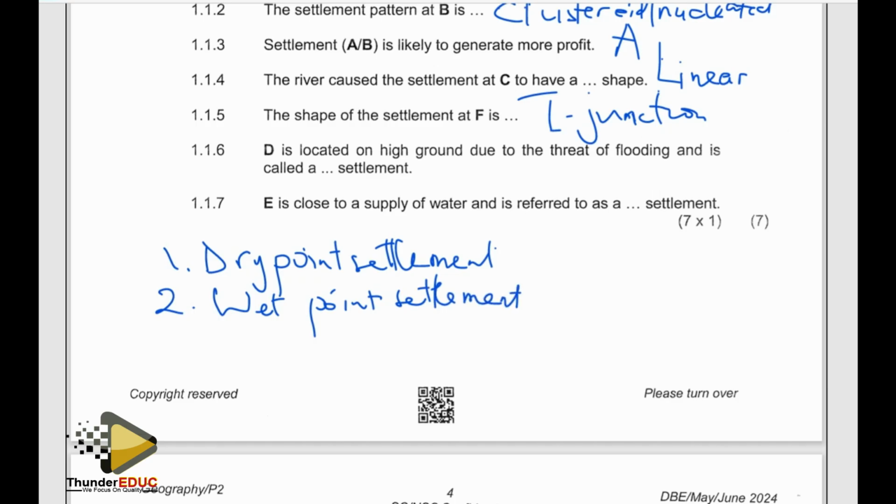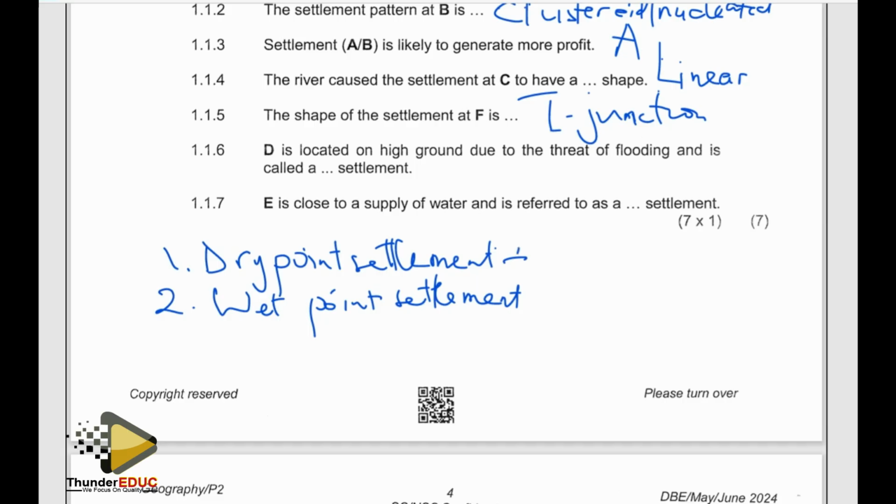Between these two, one of these two settlements is established at a point which is safe from threat of flooding. We establish a site of a settlement after considering the safety of the place in relationship to risk of flooding. So that is what we call a dry point settlement.